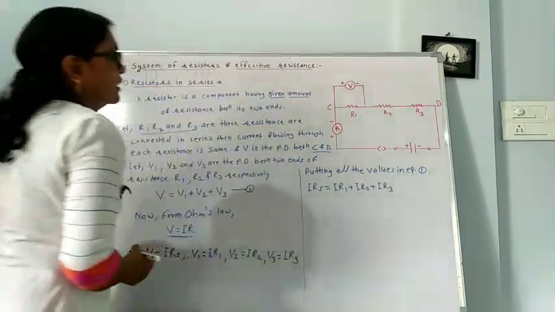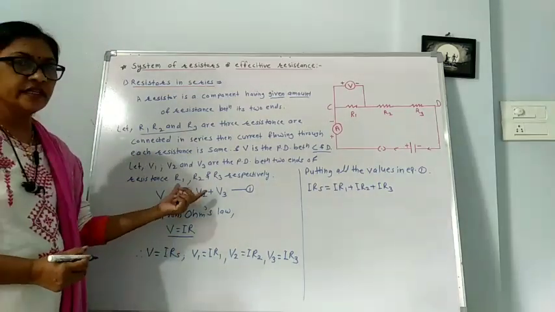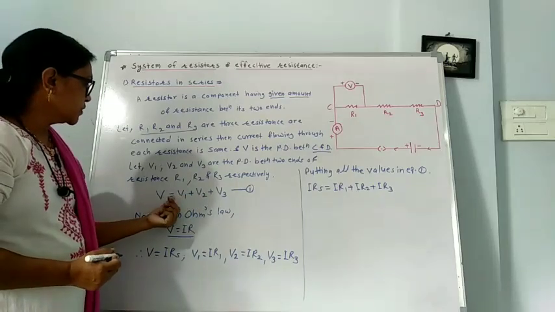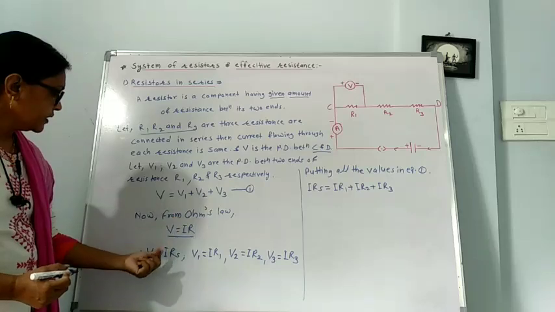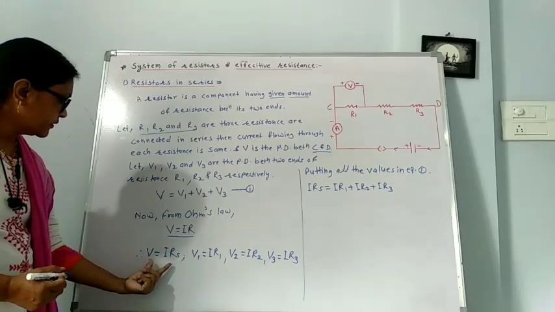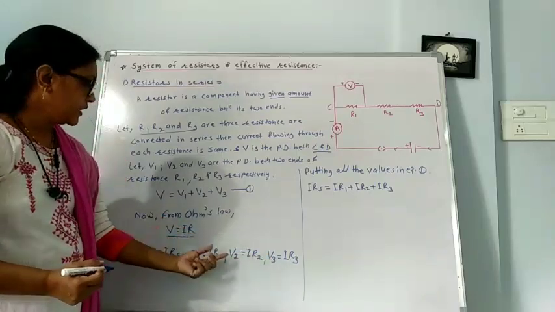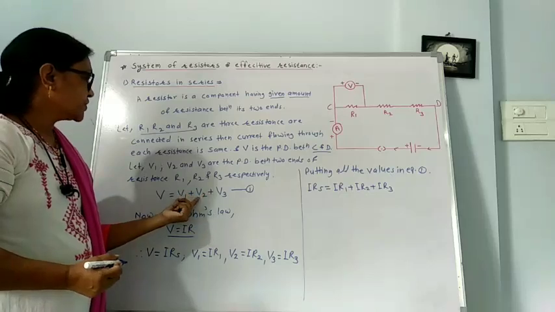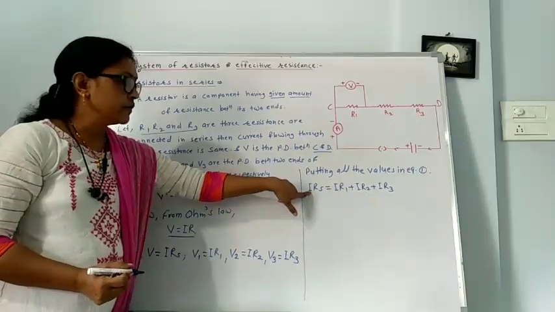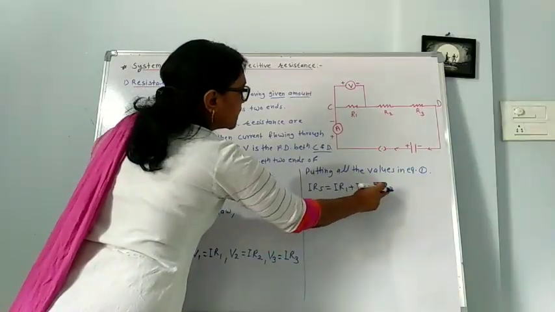Now we have got a new equation. Understood the expression: V equal to V1 plus V2 plus V3. From Ohm's law we wrote the values of V, V1, V2, V3, and by substituting these values in equation 1, we got the equation IRS is equal to IR1 plus IR2 plus IR3.